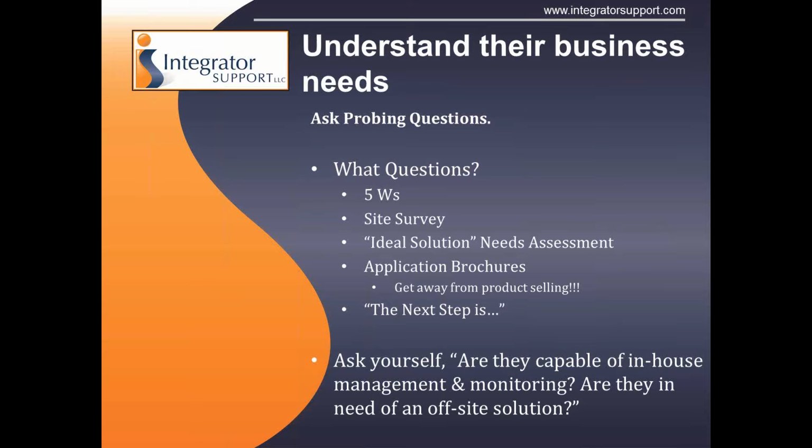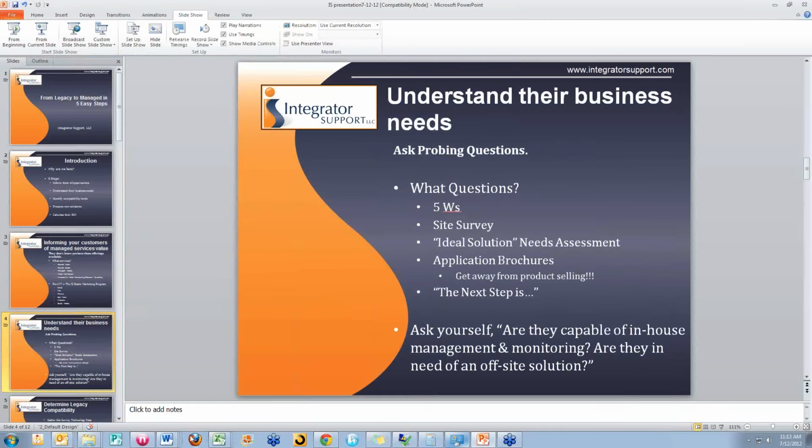So the second step is understanding your customer's business needs. And how do you go about doing that? The key is asking probing questions. What questions do I need to ask to get the right information when I'm putting together a managed services solution? We have what's called the 5 W's. We have a sales manual for you dealers out there that has, step by step, what questions you should ask. So I'm going to go back to that now.